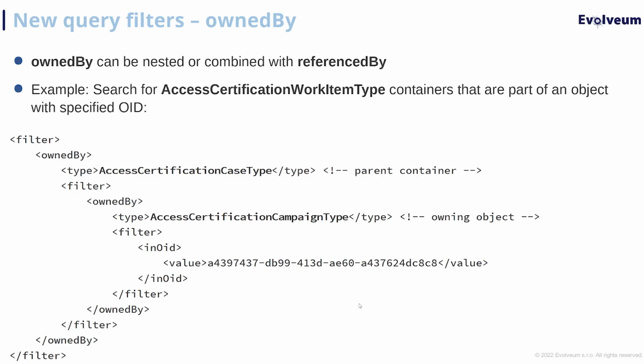This query actually was possible also in previous midPoint versions, because there is a way to filter by parent OID. But if we wanted to find this campaign type by name, for instance, that wouldn't be possible previously. So in this filter, we can write any condition. It's not only based on OID or container IDs. So that's what owned by brings as additional flexibility in the query department.